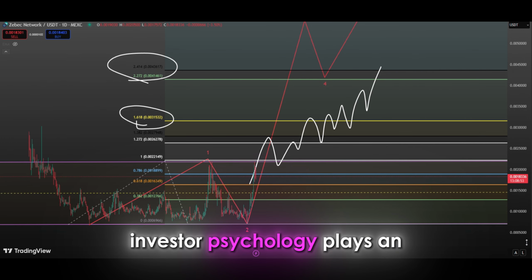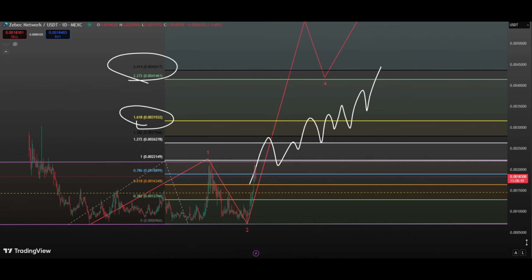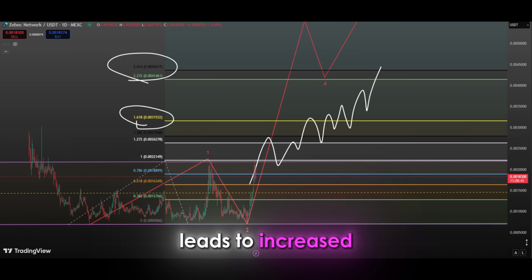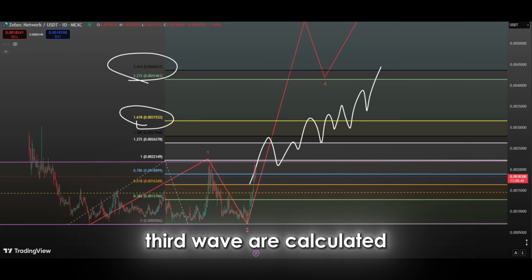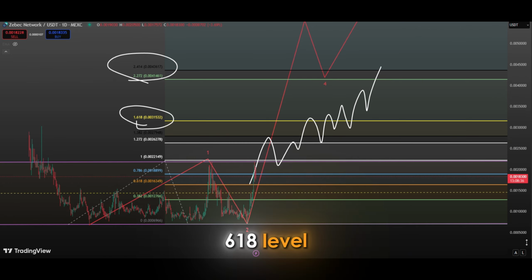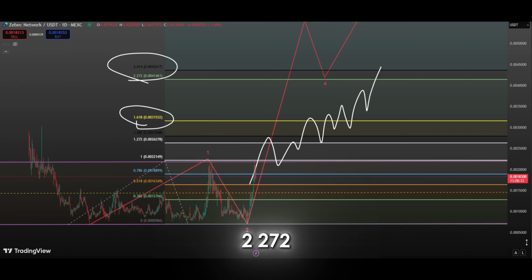Investor psychology plays an important role in this wave because after the second correction wave is over, investors regain confidence in the market and upside expectations increase. This boost in confidence leads to increased buying volume and a strong upward trend in the price. Technically, when the target points of the third wave are calculated based on Fibonacci extension levels, it is seen that it should at least reach the 1.618 level, and in most cases it is expected to go as far as 2.272.